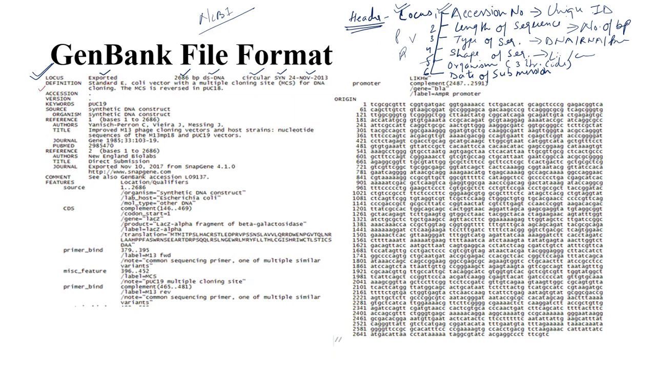So it is the name, standard E. coli vector with a multiple cloning site for DNA cloning. The MCS is reversed in pUC18. pUC18 is a vector. It is a synthetic one. It is made using this vector.